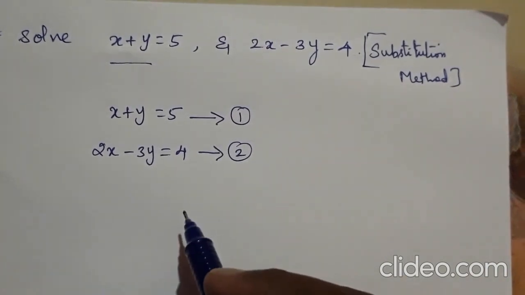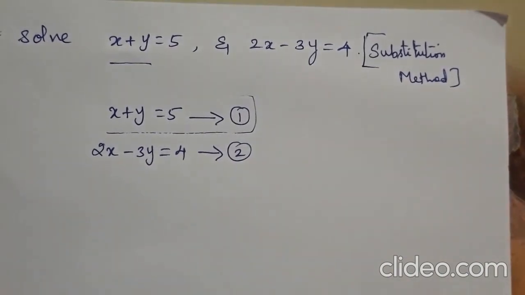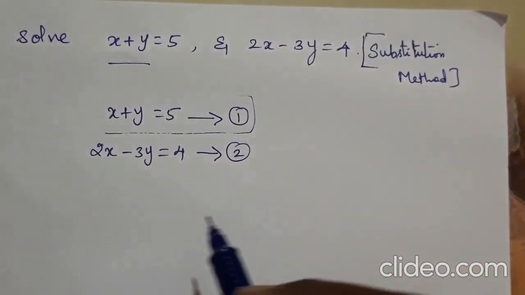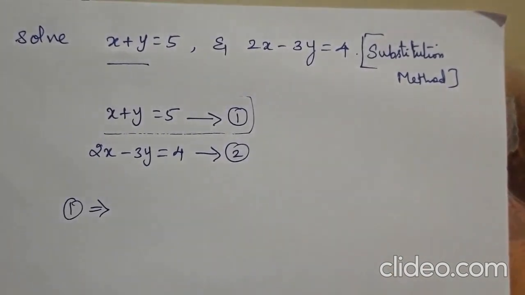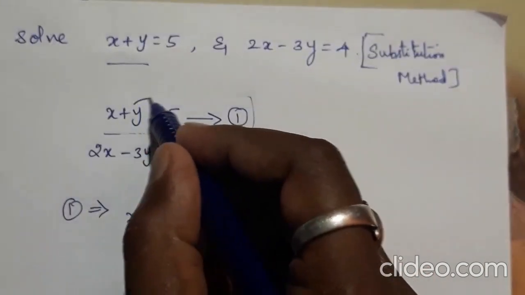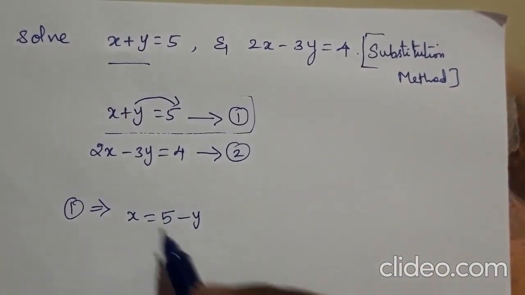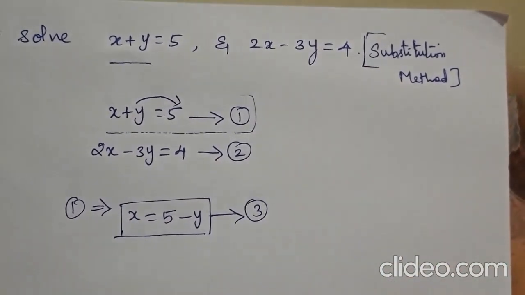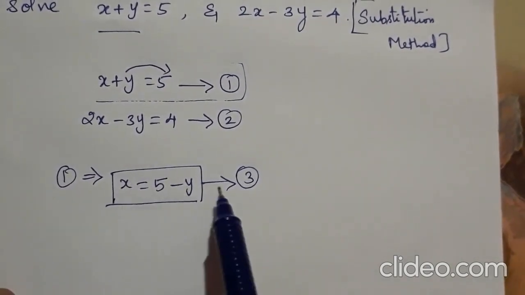So next what we have to do? So we should take first equation. Then any variable we can keep it left hand side. So in the last sum we kept y left hand side. This time we can take x left hand side. So from equation 1, x I am keeping left hand side is equal to 5. This y I am taking to right hand side. Whatever you will get same thing only, same value only. So this equation we can keep it as 3. So what is the next step? So x is equal to 5 minus y.